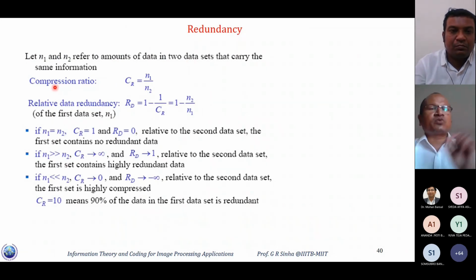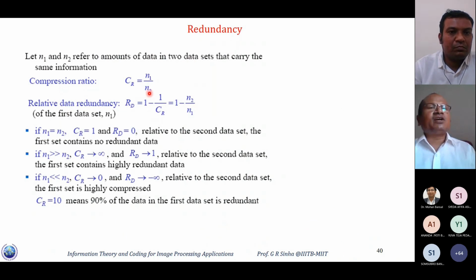And you see the first one, N1 by N2, is the compression ratio, where N1 is equal to N2. Suppose there are two data sets and N1 and N2 are amounts of data. Here both are the same when you transmit and when you receive. So the compression ratio is 1. The relative data redundancy, you calculate as 1 minus 1 by CR, will be 0 because there is no redundant data.